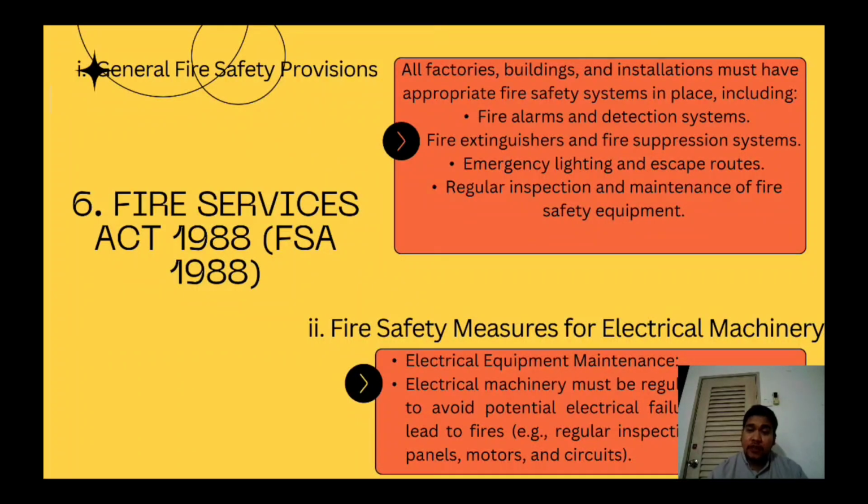Fire safety measures for electrical machinery: electrical equipment maintenance. Electrical machinery must be regularly maintained to avoid potential electrical failures that could lead to fires. Example: regular inspection of electrical panels, motors and circuits.